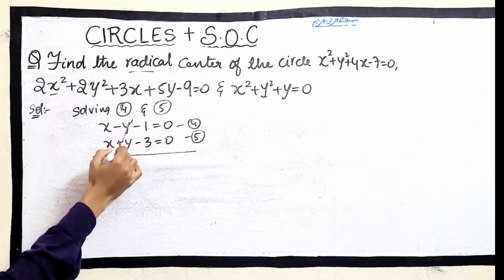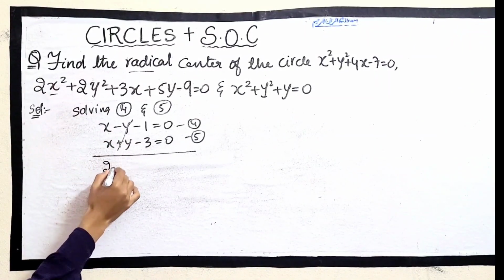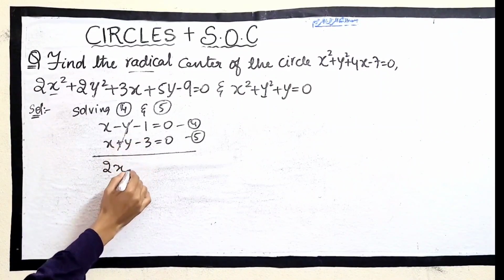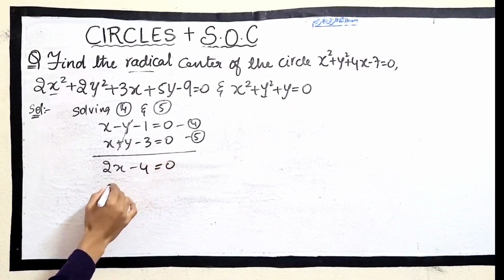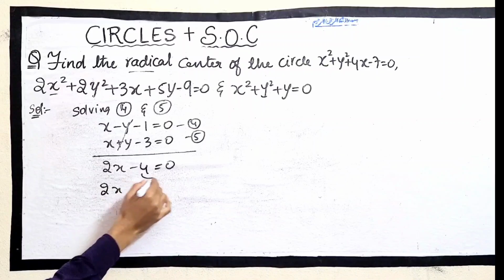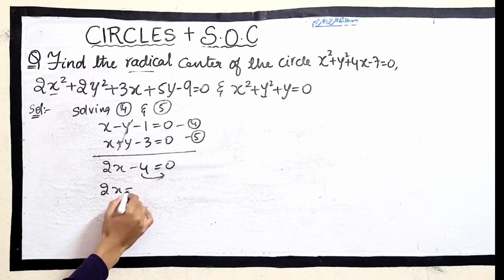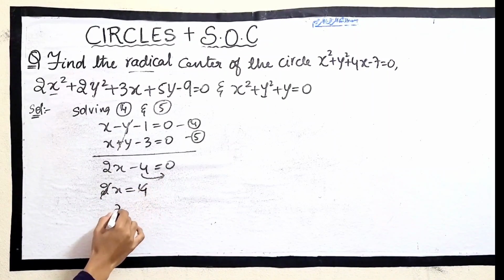So plus y minus y will get cancelled. Here it will be 2x, and minus 1 minus 3 will be minus 4. When you send minus 4 there, it will be 2x equals 4, so the value you get is x equals 2.